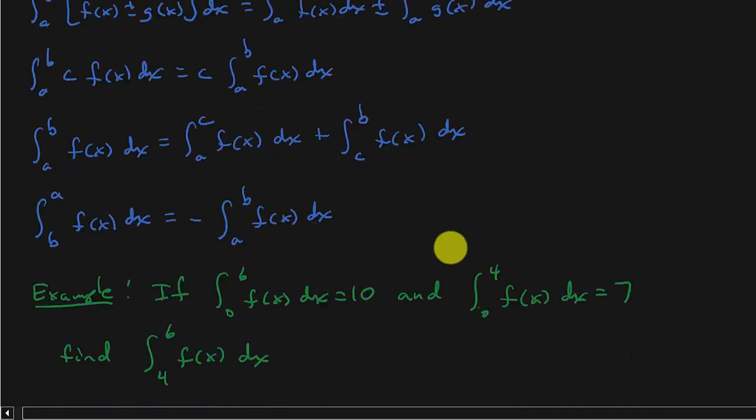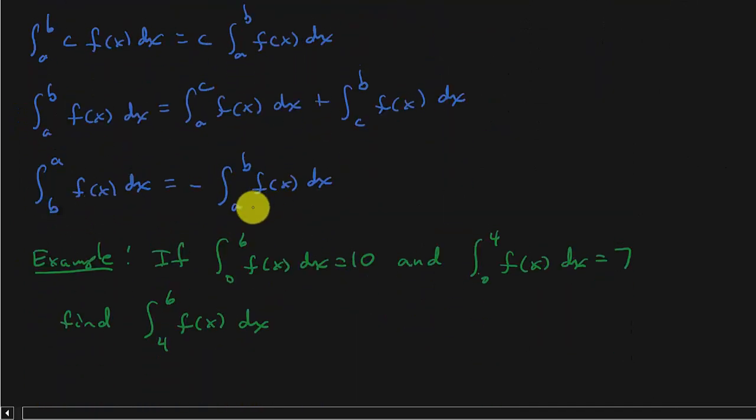All right. And then this one you'll use some. The integral f of x dx from b to a is equal to the negative integral f of x dx from a to b. So here, if you take the limits, see these limits here, and you swap them, it changes the sign in front of the integral. That's what that means. All right.